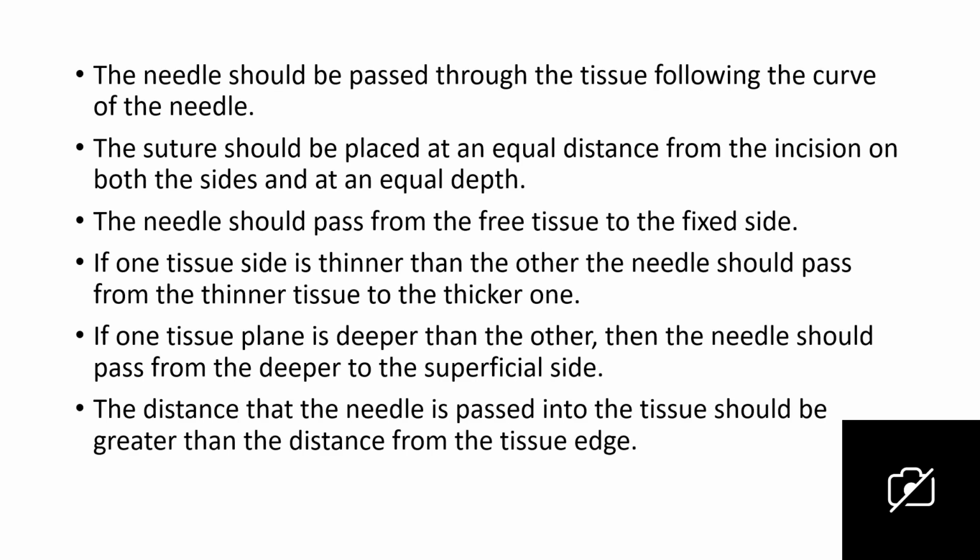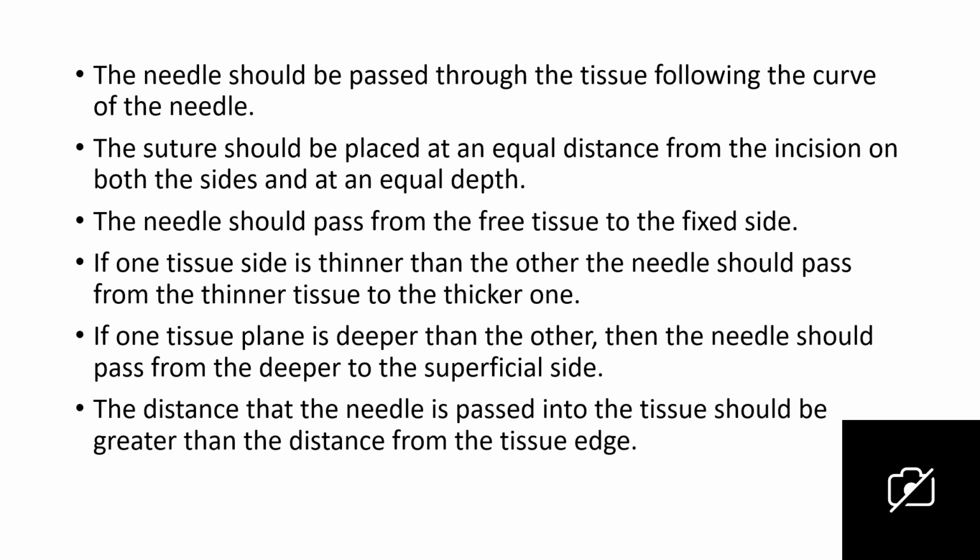Suturing principles. The needle should be passed through the tissue following the curvature of the needle. The suture should be placed at an equal distance from the incision on both sides and at an equal depth. The needle should pass from the free tissue to the fixed side. If one tissue side is thinner, the needle should pass from the thinner tissue to the thicker one. If one tissue plane is deeper than the other, the needle should pass from the deeper to the superficial side.